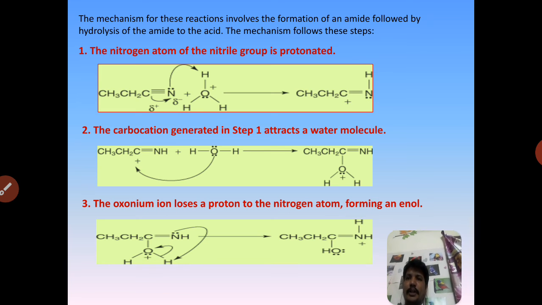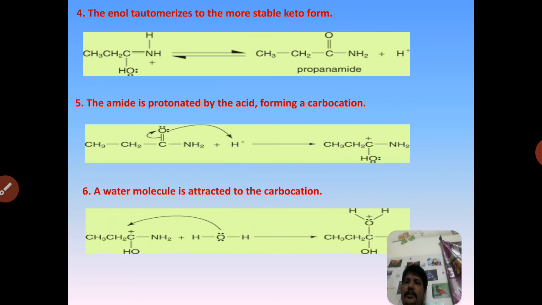In the third step, the oxonium ion loses a proton to the nitrogen atom, forming an enol. In the next step, the enol tautomerizes to the more stable keto form. This keto form is nothing but the amide. In the next step, the amide is protonated by the acid and it forms a carbocation.